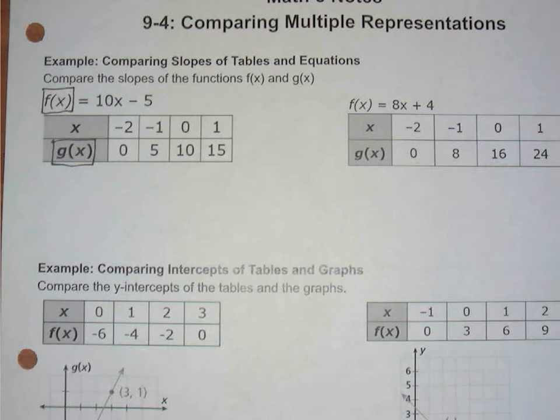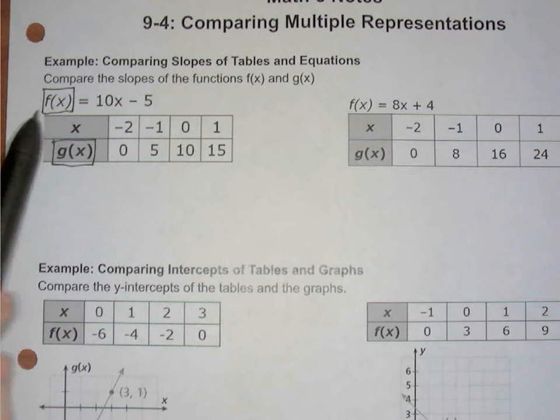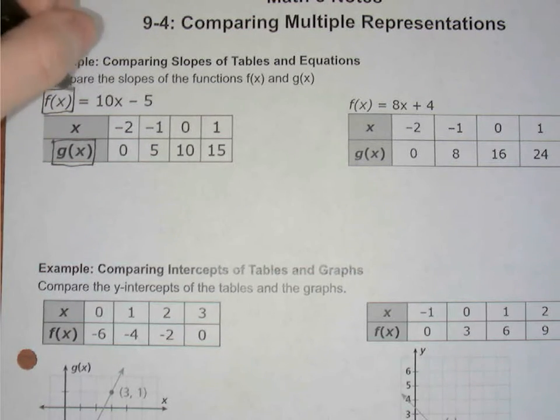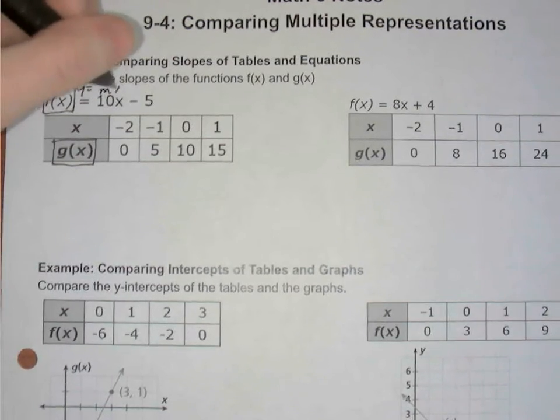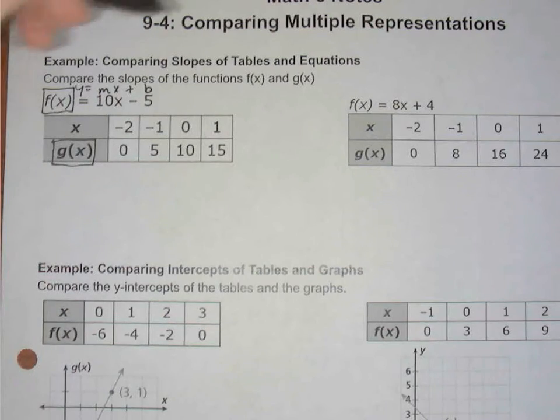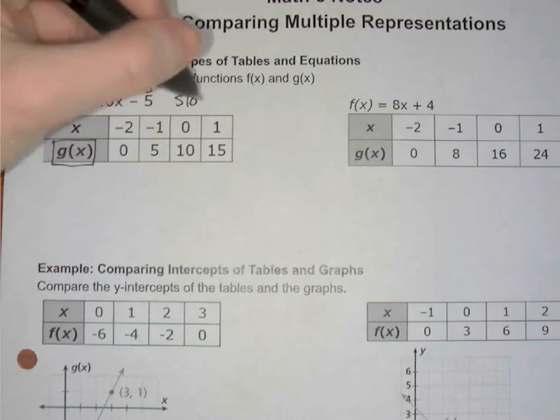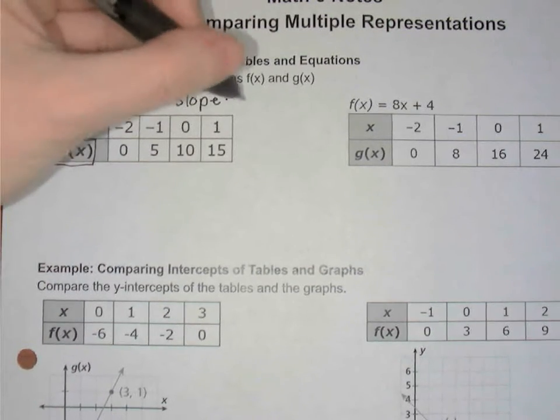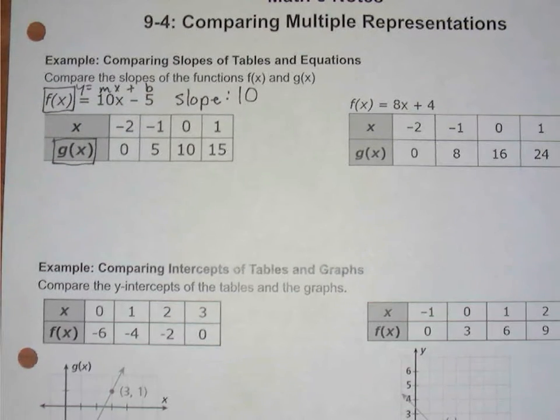We can find the slope of both of these. We know how to find the slope of a table, and we know how to find the slope of an equation, and we can compare those two slopes. So let's look at this equation first. We know that in y equals mx plus b, m stands for the slope. So the slope of this function is just 10.